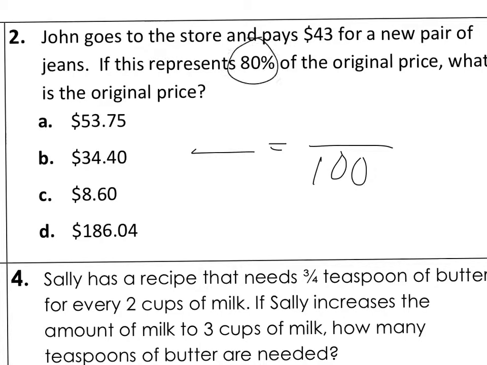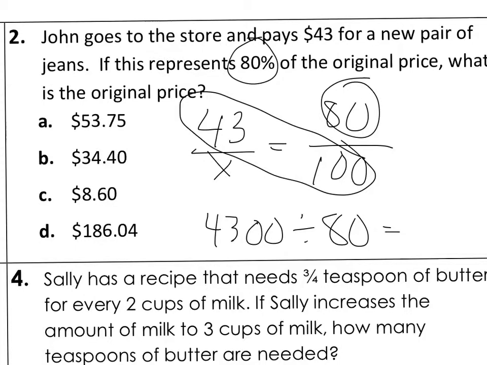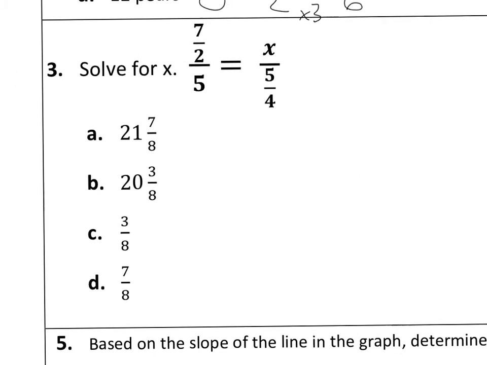Well, we know that John paid 80% for these jeans. And $43 represents that 80%. So what we're doing is we're trying to figure out what is this. If we cross multiply to solve this, we get 4,300. And then we divide by 80. And that'll give us X. And when you solve for this, you should have gotten $53.75.